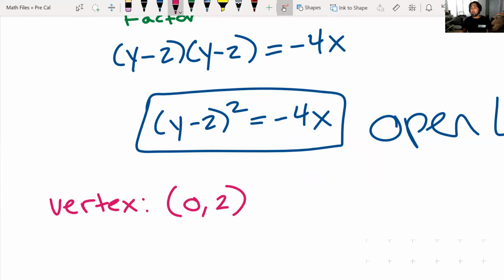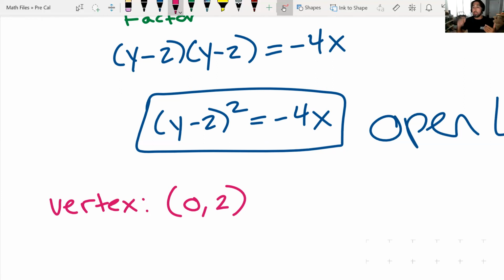All right, we have our vertex, but now we're missing other components. We need to find the focus and the directrix, which means we need one more piece of information. We need to know the value of a. If we know the value of a, this means that we can find the focus and we can find the directrix. Remember, because a is the distance from vertex to focus and also the distance from vertex to directrix.